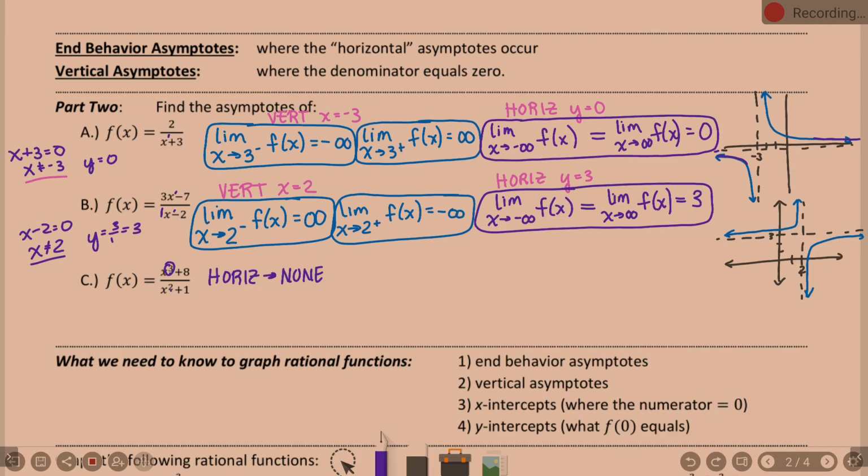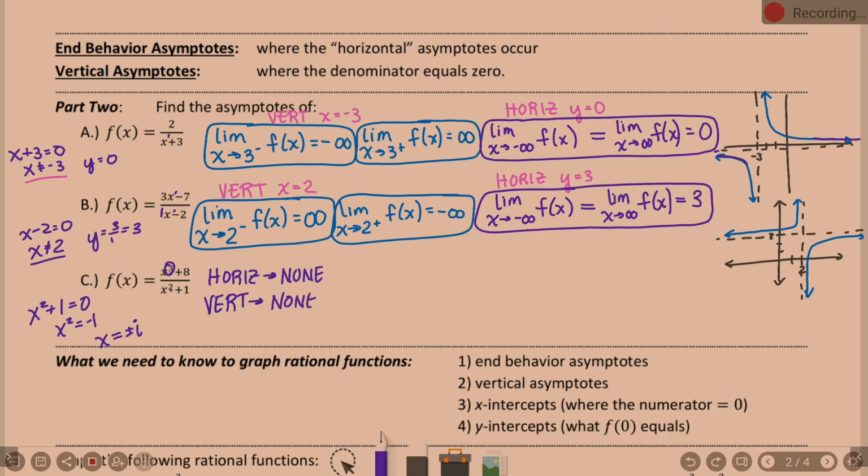What about vertical asymptote? x equals plus or minus. Check your math. I mean, negative. If x squared plus 1 equals 0, x squared equals -1. What's the square root of -1? i. Plus or minus i. Do we have imaginary asymptotes? No. There are no vertical asymptotes.